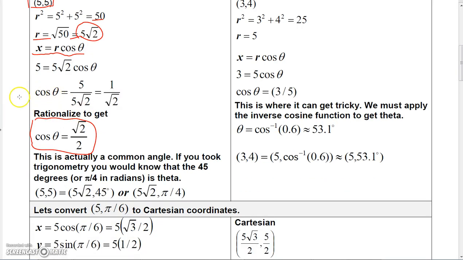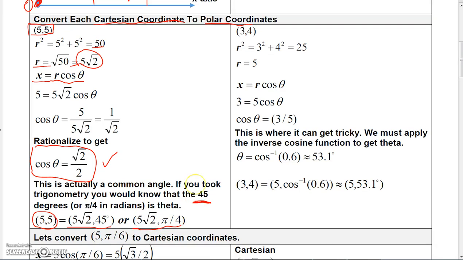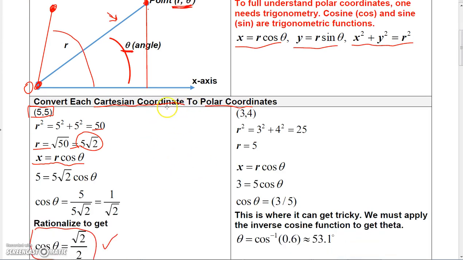Now this is a common angle. Well, it's a common cosine. The cosine of the angle is square root of 2 over 2. Then that would mean that the angle theta is actually 45 degrees. So from that, we can easily determine here that theta is 45 degrees, or pi over 4 radians, whichever you choose. So basically, the point (5, 5) in rectangular coordinates would have radius 5 square root of 2 and angle 45 degrees, or in radians it would be 5 square root of 2 and then the angle would be pi over 4 radians. Okay, let's do another one.